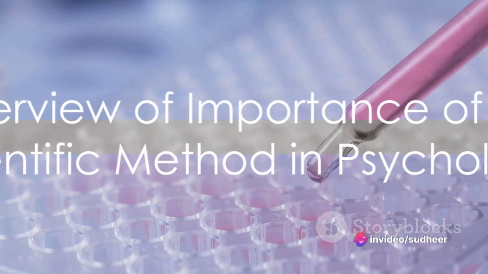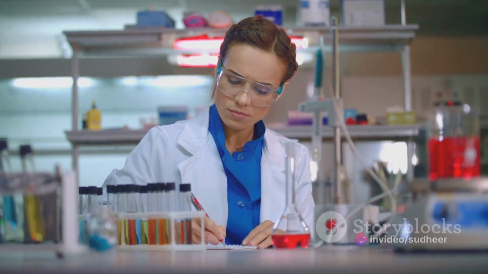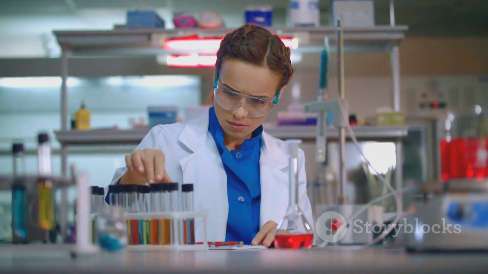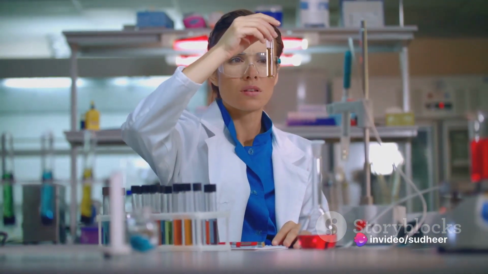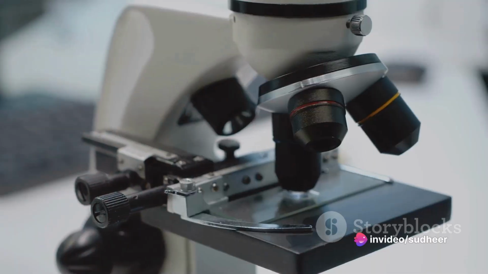To summarize, the scientific method in psychology involves asking a specific, measurable question, conducting research to understand what is already known about the topic, forming a hypothesis, testing this hypothesis through experimentation, and analyzing the results to form a conclusion.